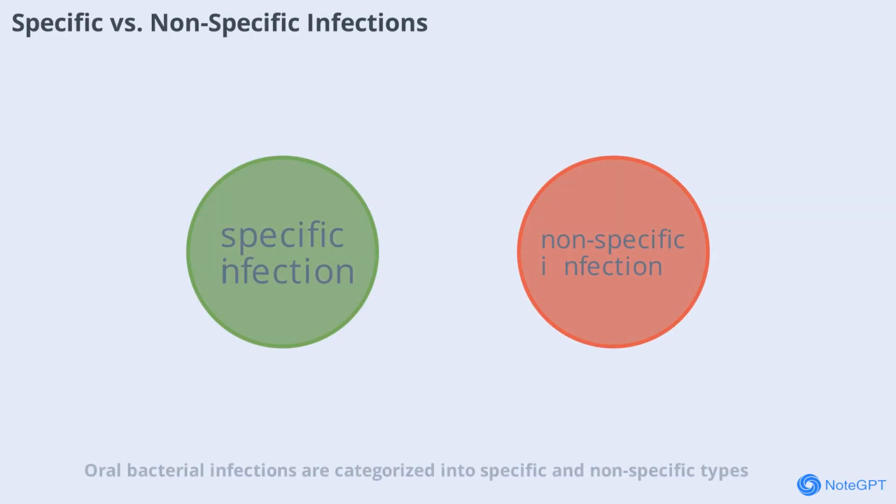Oral bacterial infections are categorized into specific and nonspecific types. Specific infections are caused by well-defined pathogens with characteristic clinical features, such as tuberculosis or syphilis. Nonspecific infections like acute necrotizing ulcerative gingivitis result from a mix of bacteria and often depend on the host's immune status. Recognizing the difference helps guide diagnosis and treatment.